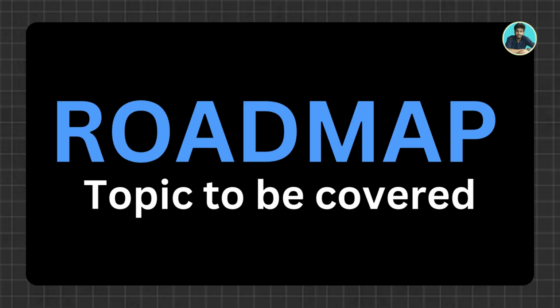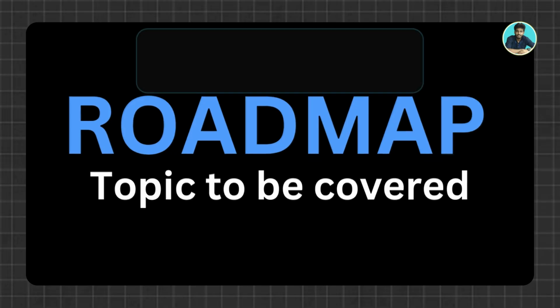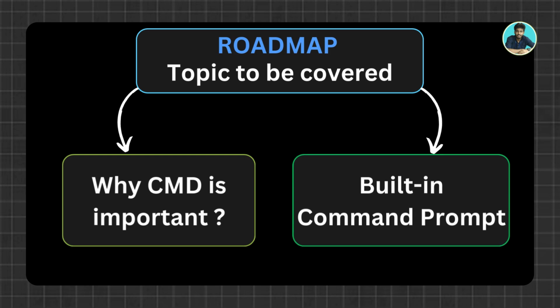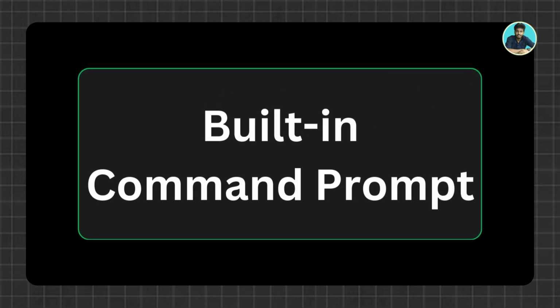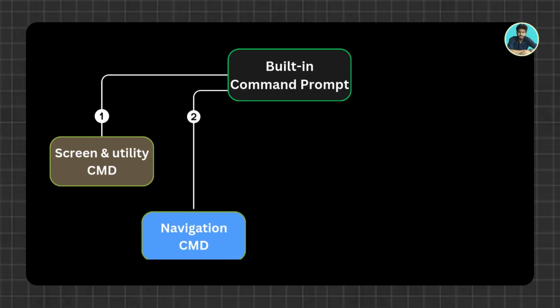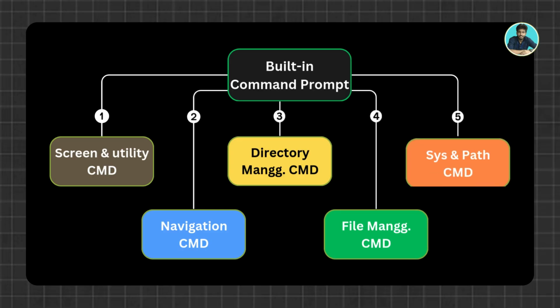So guys, under command prompt, all essential topics I have segregated into two heads. First one is basics, why CMD is important. Second one is built-in command prompt. And for better understanding, further I have classified them into five groups. That is screen and utility commands. Second one is navigation, and similarly directory management, file management, and system management and path.